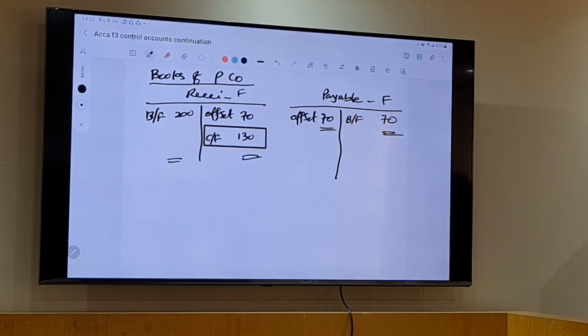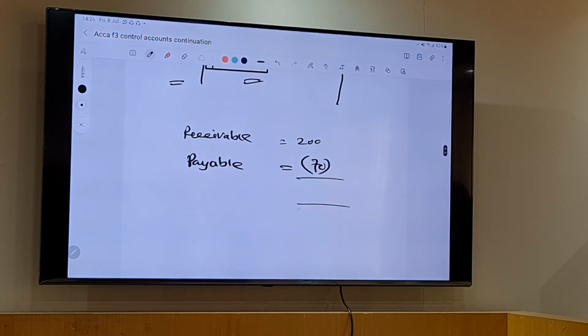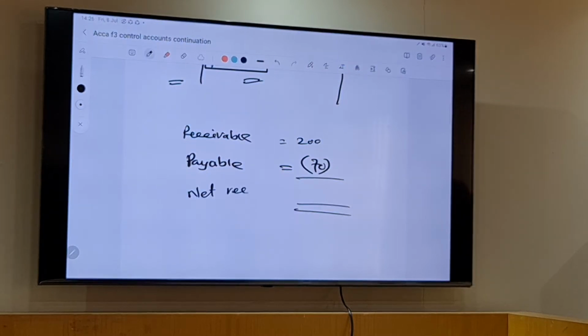If you want to do this on a statement basis, what do we mean by netting off? Netting off means deducting. If the gross amount I need to receive from you is 1000 and I need to pay you 200, the amount is 800. So netting means deduct. Receivable 200, payable 70. So I would write here net receivable 130. Clear? Let's go to the next question.